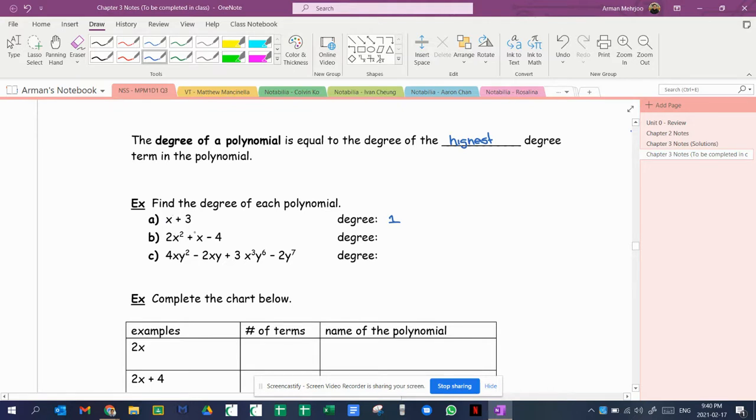Let's look at this trinomial over here. Degree 0, degree 1, degree 2. So overall, my degree for this trinomial is 2. I take the highest one. Let's look at this polynomial over here. What's the degree for this one? It's going to be 3. The degree of this term is going to be 2. The degree of this term is going to be 9. And the degree of this term is 7. So the degree of this polynomial is 9. I take the highest degree.